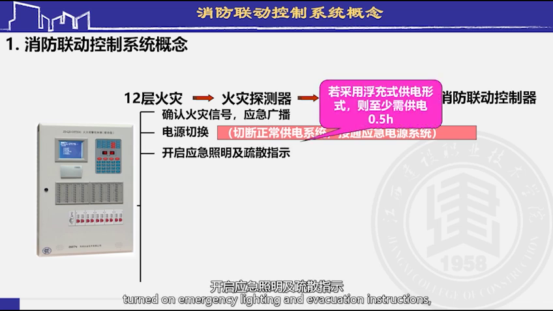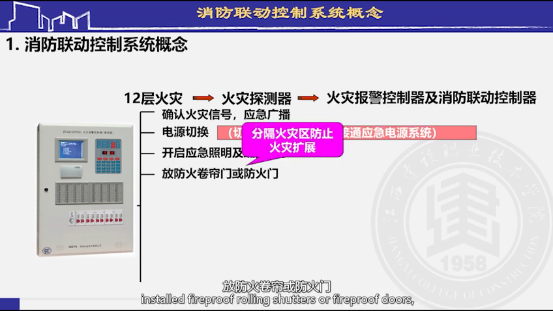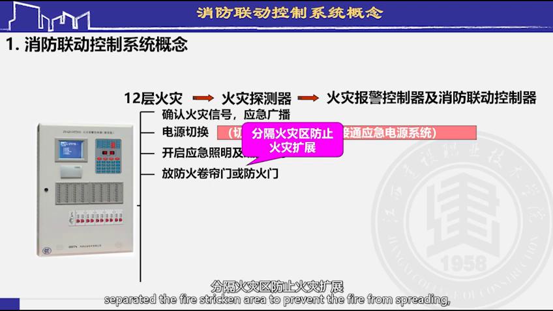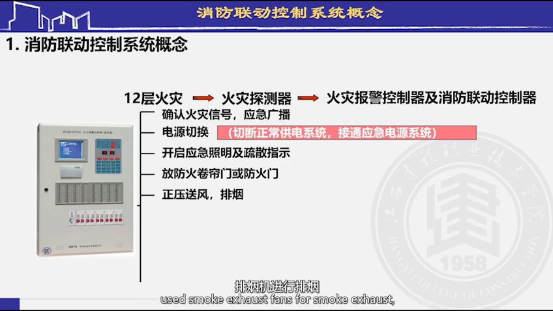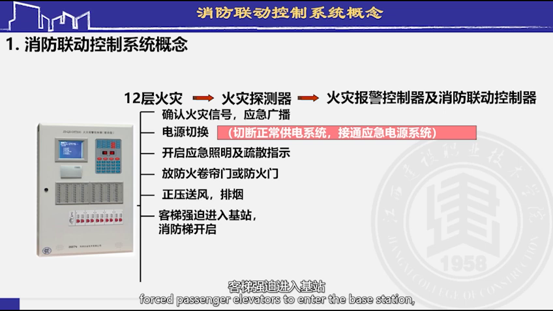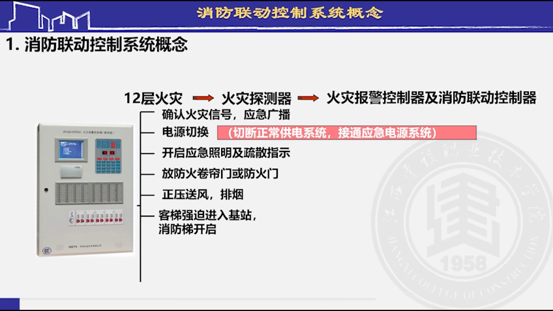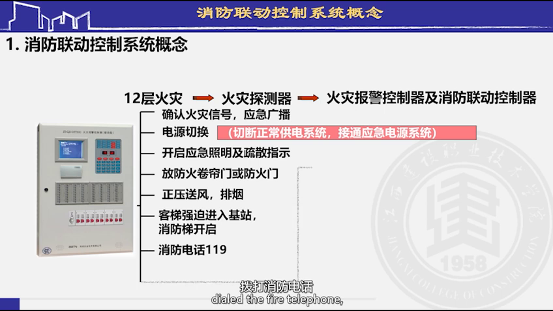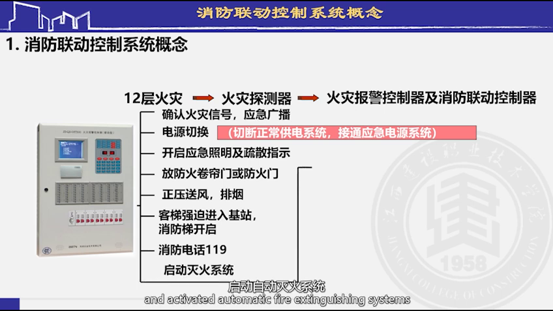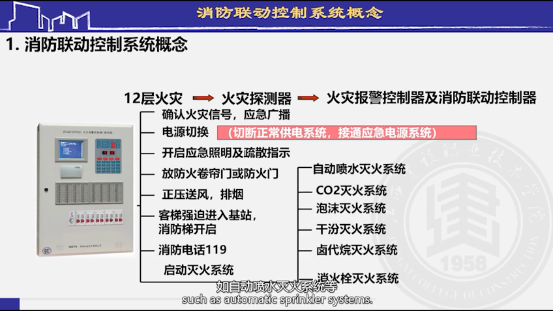on emergency lighting and evacuation instructions, lowered fireproof rolling shutters or closed fireproof doors, separated the fire-stricken area to prevent the fire from spreading, used smoke exhaust fans for smoke exhaust, forced passenger elevators to enter the base station, opened the fire elevator, dialed the fire telephone, and activated automatic fire extinguishing systems, such as automatic sprinkler systems.